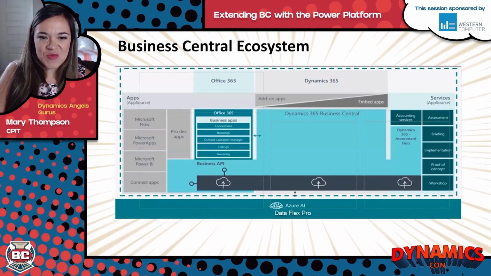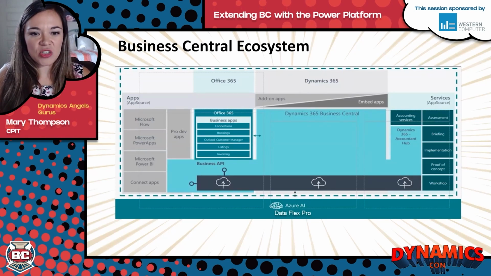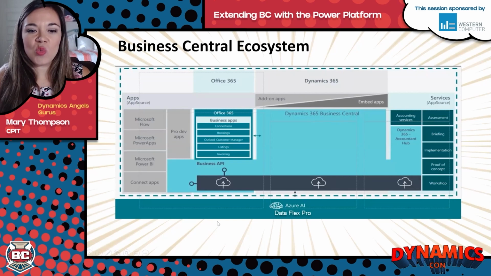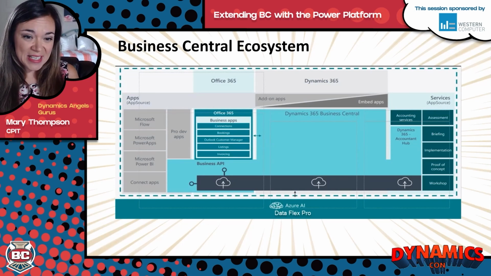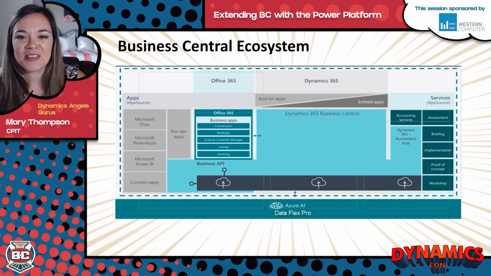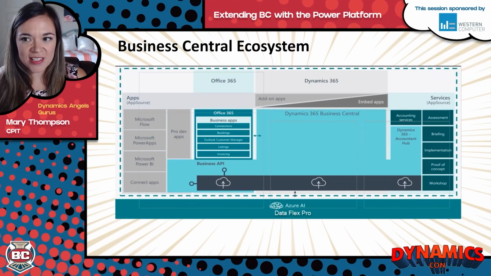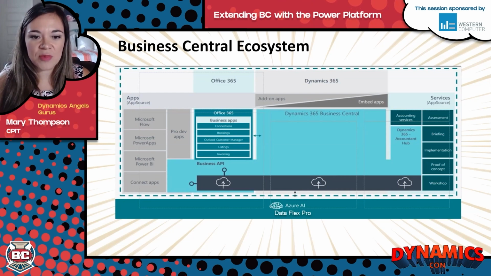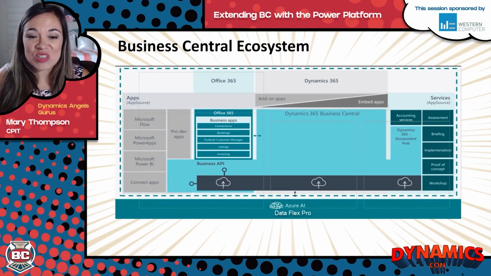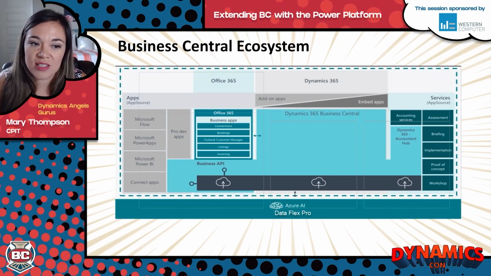As promised, we're first going to walk over the Business Central ecosystem just a little bit. So on my screen, you'll see down at the bottom, it all sits on top of the previously known Common Data Service, now known as Dataflex Pro. It's also connected with Azure AI, and we'll get to that a little bit later on as well. Because all of this sits right on top of the Common Data Service, also known as Dataflex Pro, and it's in the cloud, you have the extensibility across the entire Microsoft ecosystem.